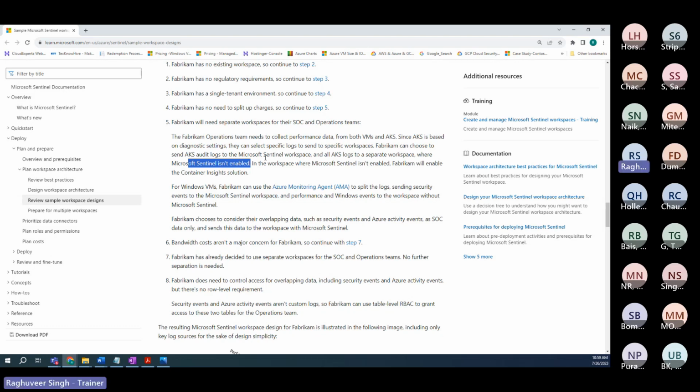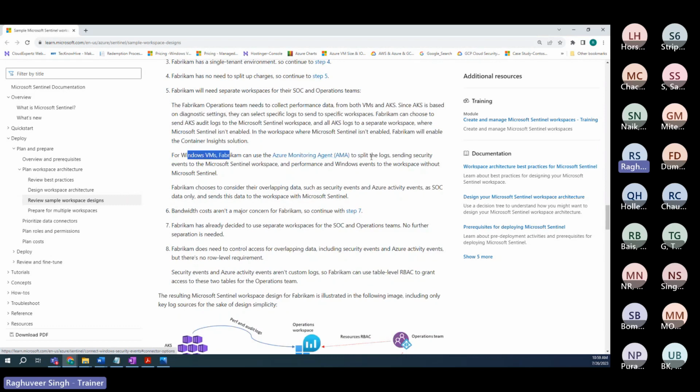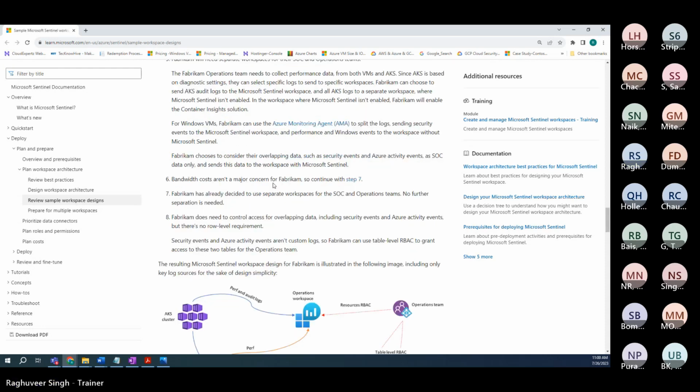For Windows VMs, Fabrikam can use the Azure Monitoring Agent to split logs. So they're creating 2 data collection rules. The first data collection rule captures only the performance logs, which is for infrastructure monitoring. In the second data collection rule, they are capturing the syslogs and event logs, which is for the Sentinel team. And Fabrikam chooses to consider their overlapping data.